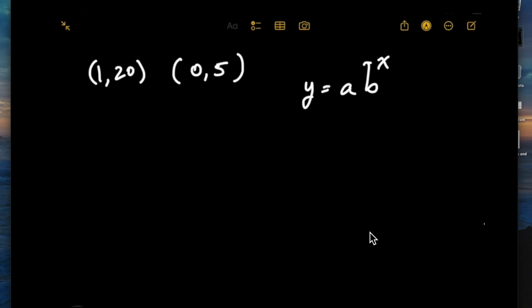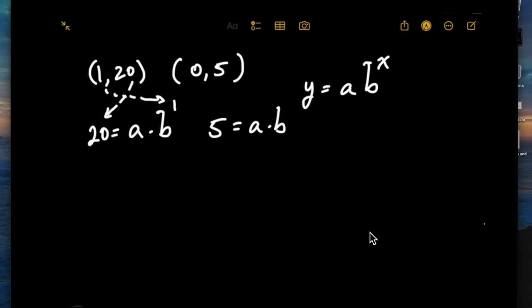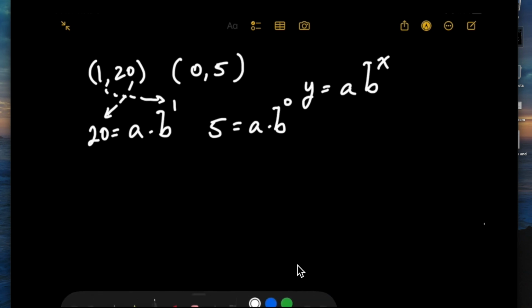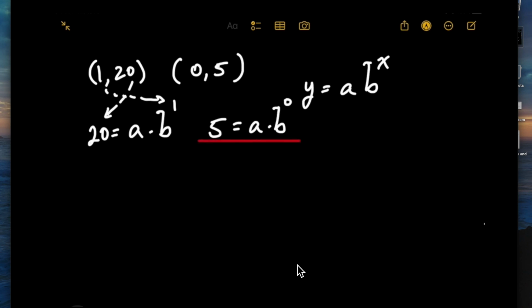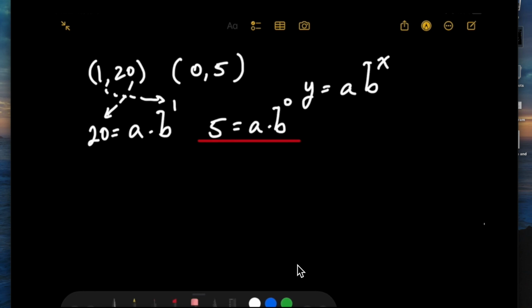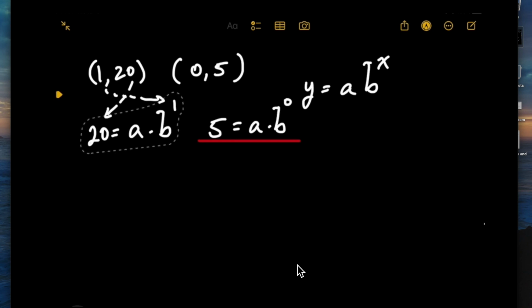So the first equation is going to be 20 equals a times b to the first power. So all I did here, folks, was just plug in the 1 for x and 20 for the y. Similarly, we're going to get 5 equals a times b to the 0 power. And now what we're going to do is we literally are going to divide these equations. So we are allowed to do the following. Take this equation, put a line, and then bring this first equation right beneath it, like so.